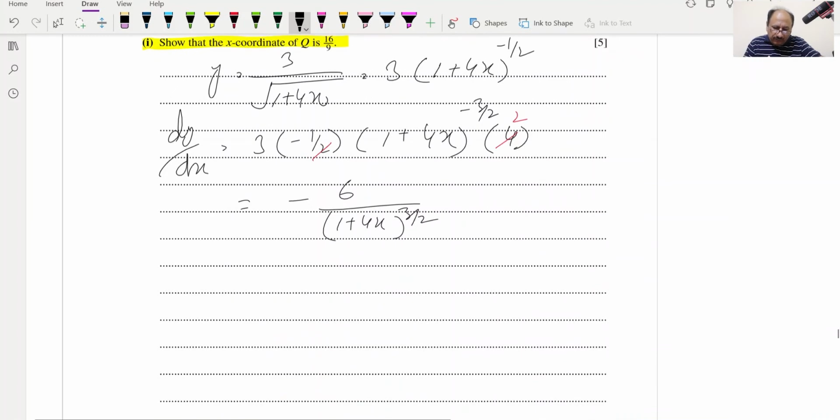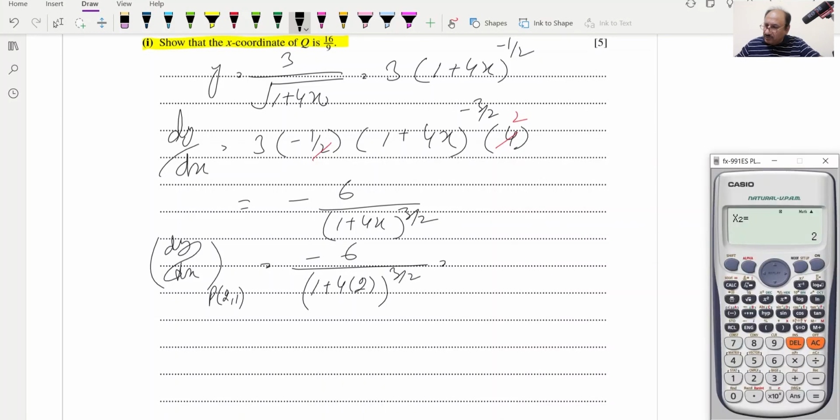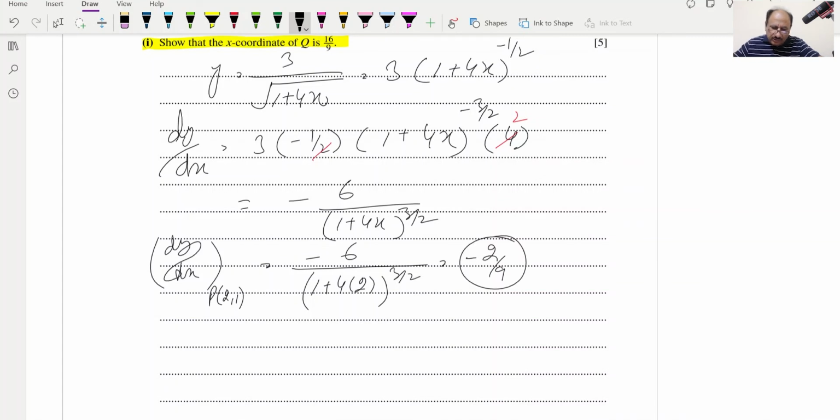Now we can find dy over dx at the point P, which is (2, 1), and this will be equal to minus 6 over (1 plus 4 into 2). The x value will be 2, raised to the power 3 by 2, and we can find it by the help of a calculator. So this will be fraction, minus 6 over bracket 1 plus 8, and this power will be fraction 3 over 2, and this is equal to minus 2 by 9. This will be the gradient of the tangent. So we can write the gradient of the tangent is equal to minus 2 by 9.